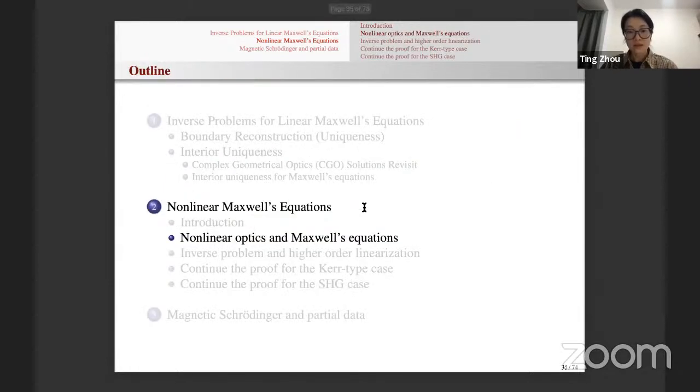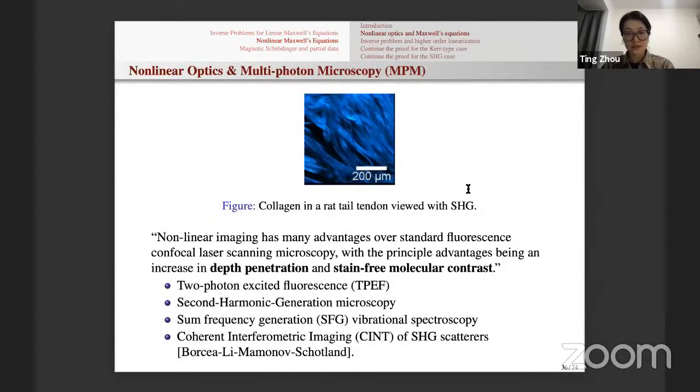But let me start this part by showing you what kind of potential applications of this theory by considering utility of nonlinear optics in imaging, for example. So this is a slide to motivate the whole problem. It is why you want to sometimes recover the nonlinear property or electromagnetic property or optical property of the medium.